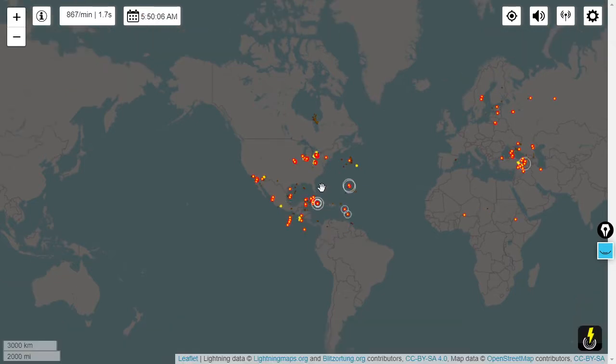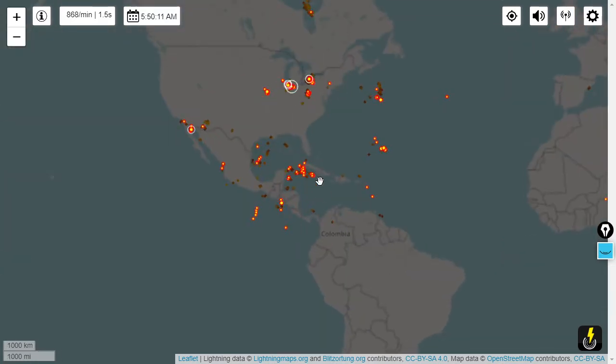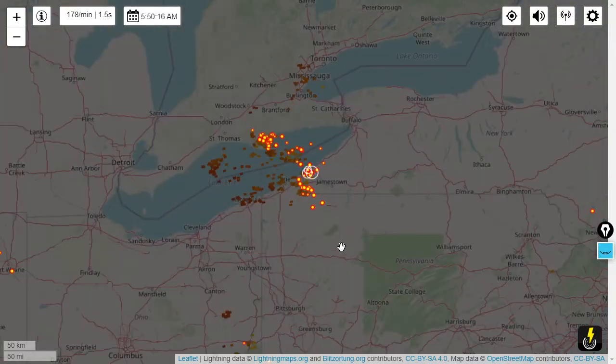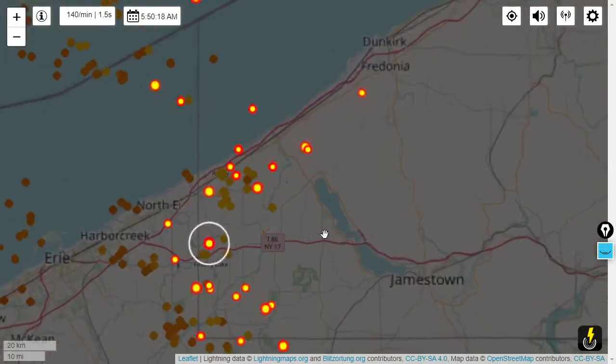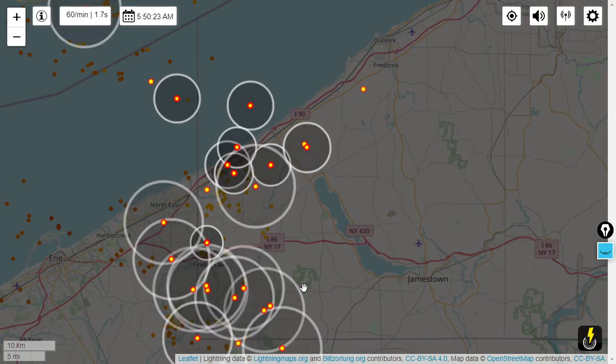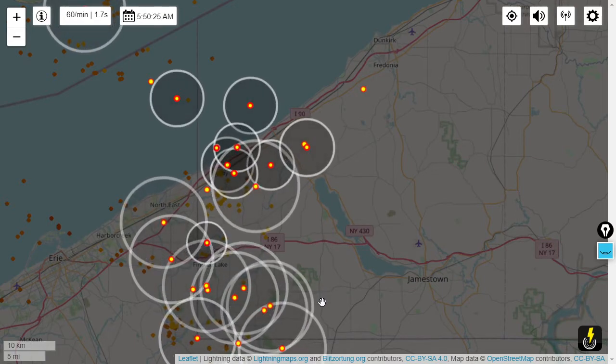And now we've got a connection here. There we go. Powered by blitzhaltung.org. Our real-time lightning map showing us some lightning around Lake Erie. Yowzers. Some very active cells there on the southern shore of Lake Erie.